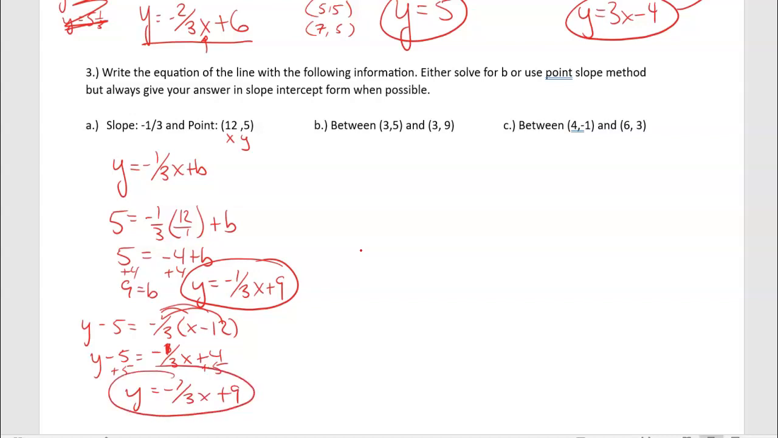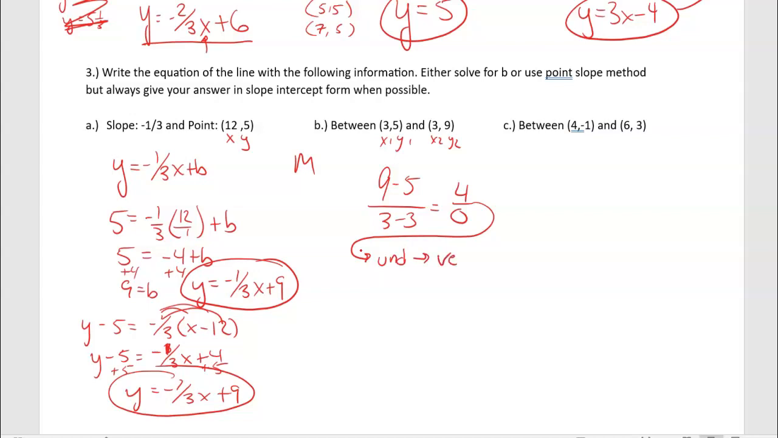Now the next one, you are trying to figure out the equation of the line. You're going to have to find the slope, and then you're going to substitute in a point and solve for b, or do point-slope form. But I'm going to do solve for b. x1, y1, x2, y2. Slope is going to be 9 minus 5 all over 3 minus 3. That gives you 4 over 0. And now you have to go through a thought process. 0 is underneath, so the slope is undefined. Undefined is vertical, and vertical goes through the x-axis.